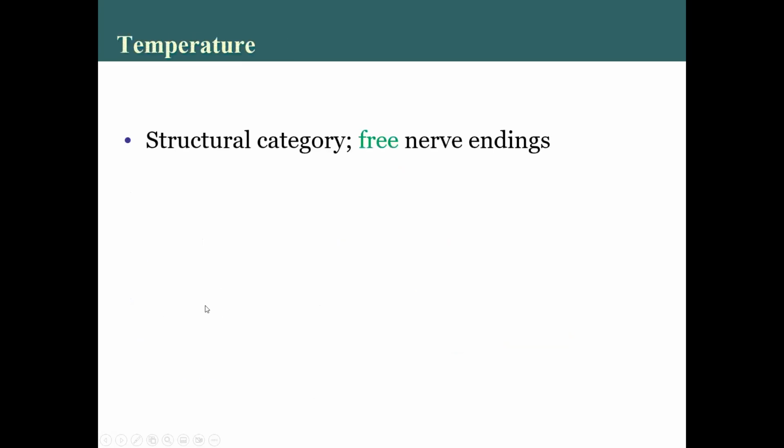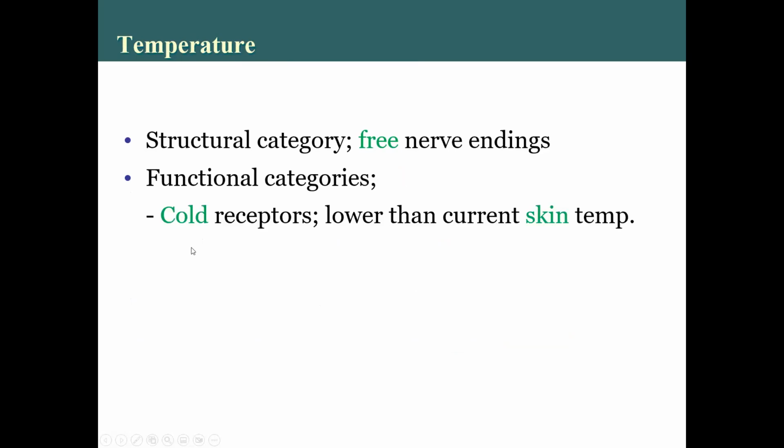Temperature. Okay, I told you I would talk about the cannibal pot phenomenon and the fact that we only sense changes. So it's a free nerve ending, just like we saw in pain chemicals. We have cold receptors and we have warm receptors. We don't have any receptors for boiling hot or freezing cold, and I'll tell you why. So cold receptors only tell you that the skin is dropping in temperature, that the environment that you're in is cooler than the current skin temperature.